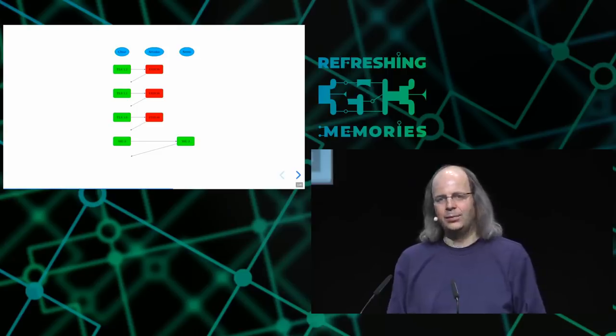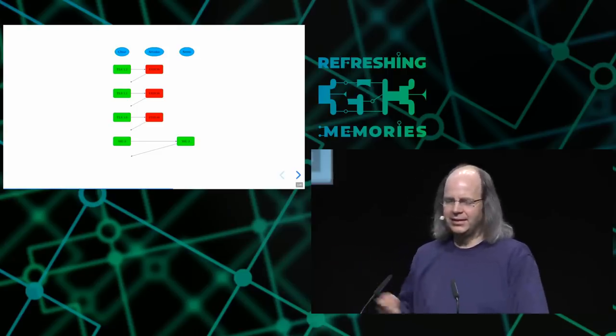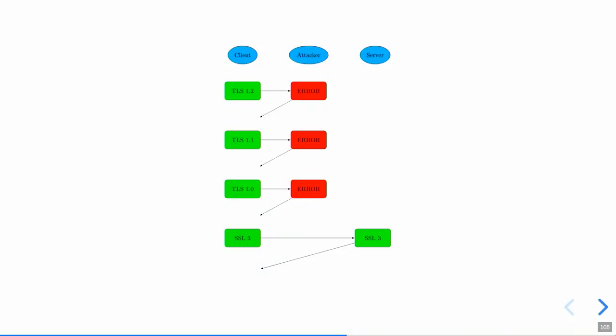But we have these browsers that are trying to reconnect if there's an error. And so what an attacker could do is, the attacker wants to exploit SSL version 3. So he just blocks all connections with a newer TLS version, and therefore forces the client to go into SSL version 3. And then he can exploit this attack that only works on SSL version 3.